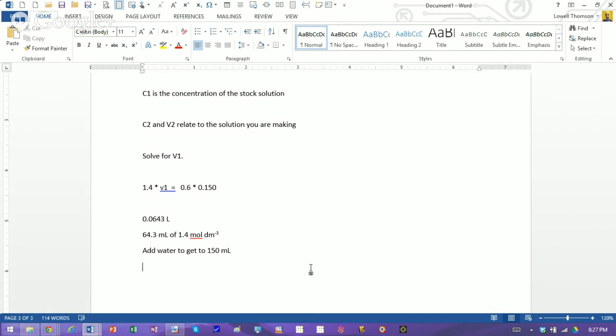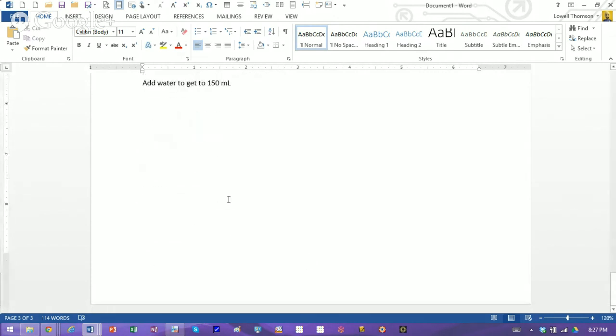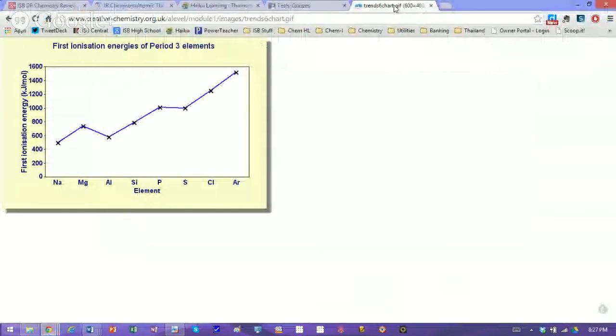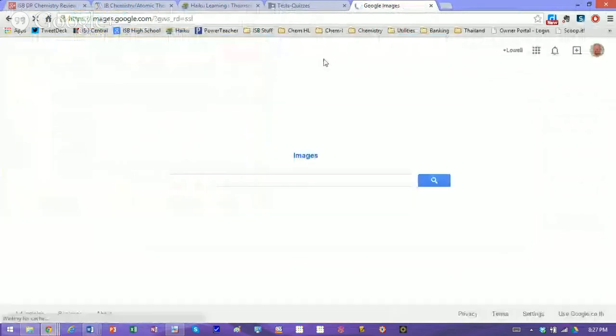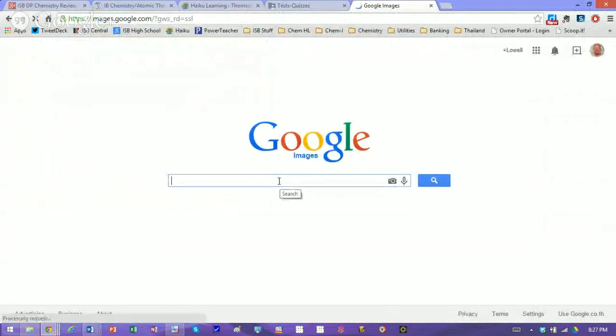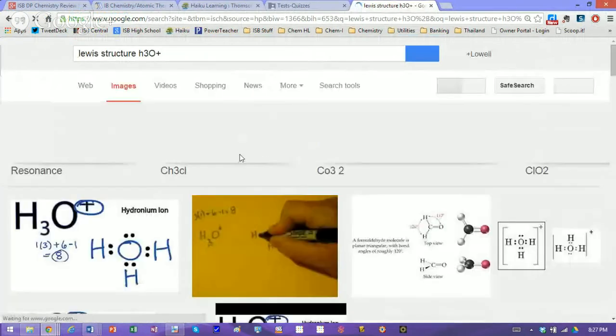Next was dative bonds. A dative bond is a bond where both electrons come from one atom. Maybe one of the classic examples of a dative bond is H3O+. Let me see if I can find a good Lewis structure for H3O+, and then I can talk about it that way.